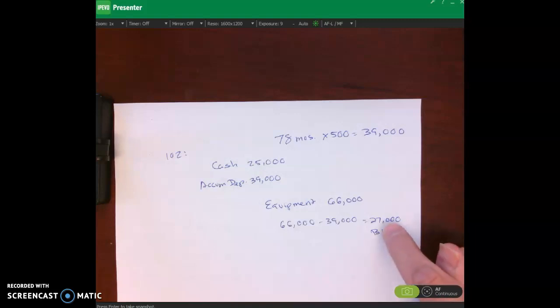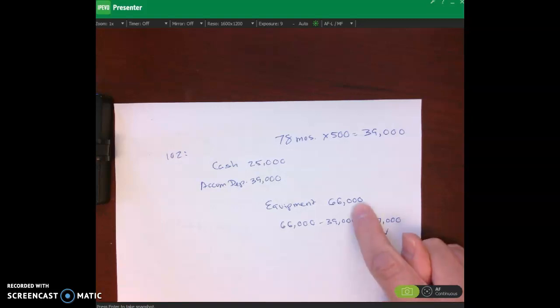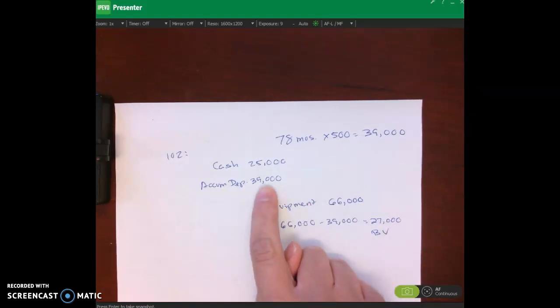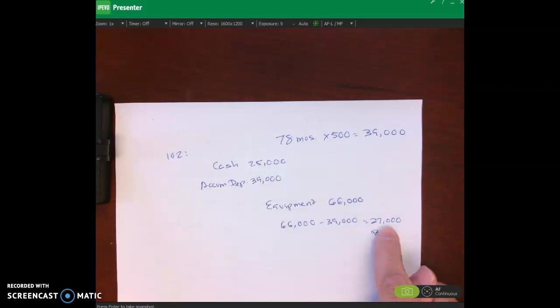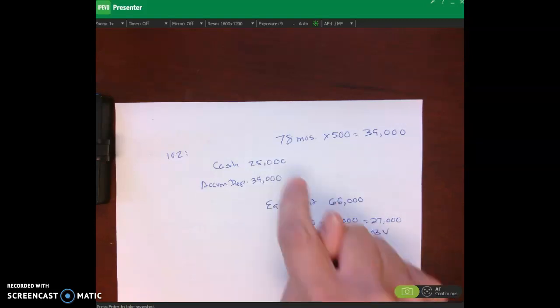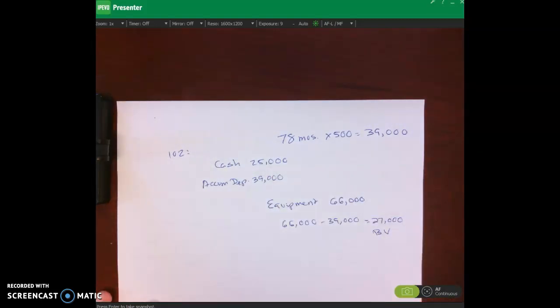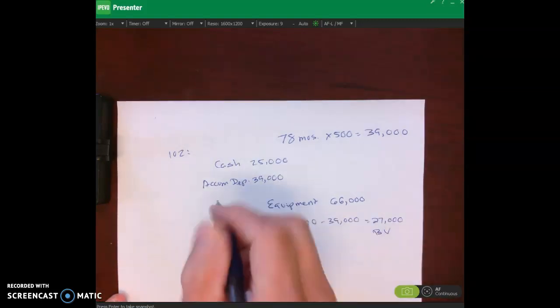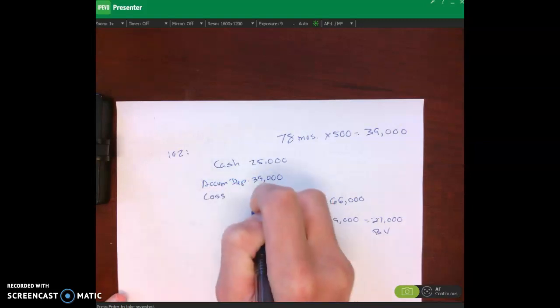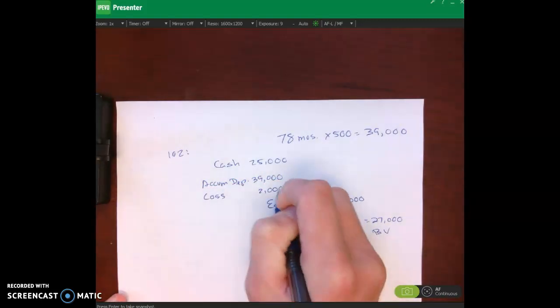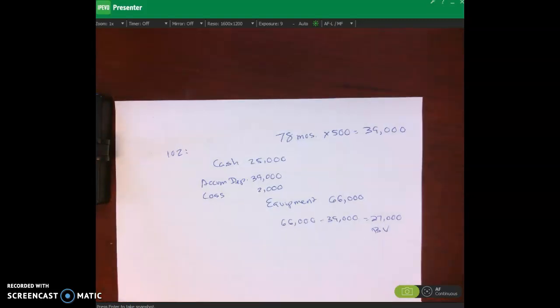We know that book value equals asset cost minus accumulated depreciation. So at the time that we sell it, July 1st, year 7, let's figure out our book value. We take our asset cost and our accumulated depreciation on the date that we sell it, which gives us our book value of $27,000. How much did we sell it for? $25,000. We sold it below book value by $2,000. So therefore, we have our loss of $2,000. This is our full journal entry right there for 102.